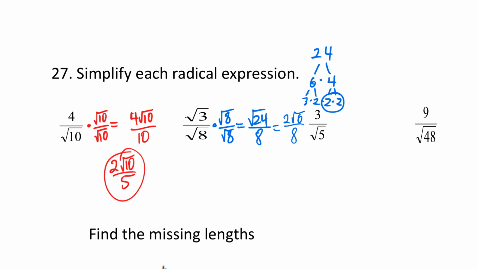Then is there anything I can simplify from there? The 2 over 8 is 1/4. So it's 1 square root of 6 over 4. Or you could just take it all the way down to square root of 6 over 4.